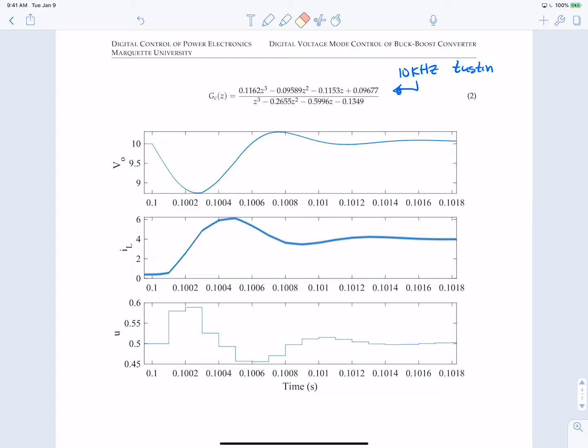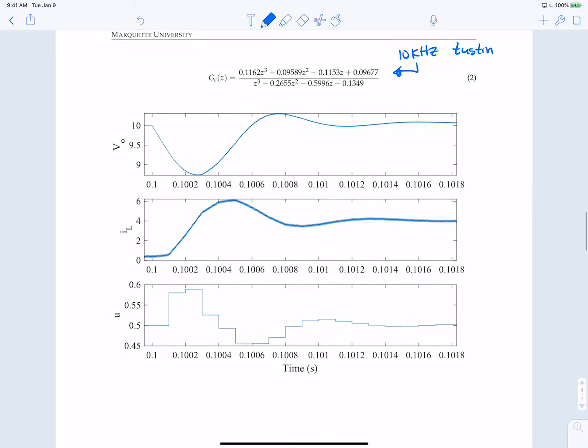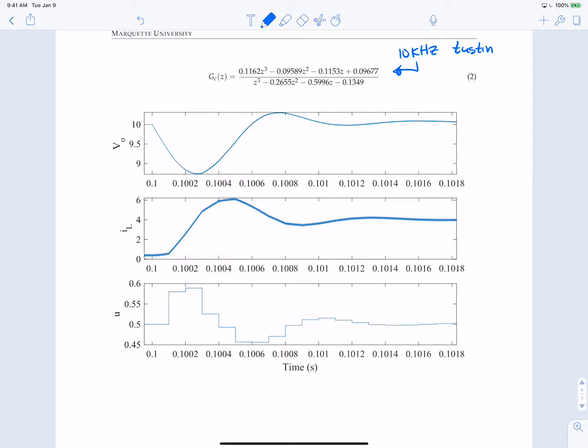Essentially, we had 60 degrees of phase margin. We had a decent amount of damping in the continuous time. Here, it's just not as good, simply because of the quantization and how far we are at 10 kilohertz away from the switching frequency of 200 kilohertz while simultaneously trying to track a signal at 1 kilohertz.